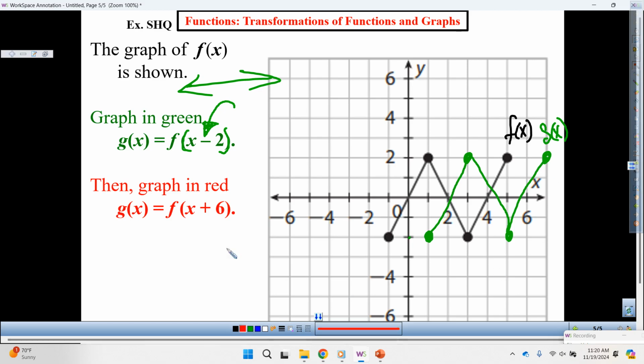Next, the red one. Where's the number? Inside of the parentheses, Mr. Q. But this one says positive 6. So I'm going to take the original f of x and I'm going to move it what? 6 steps to the left. 1, 2, 3, 4, 5, 6. And we label this g of x.